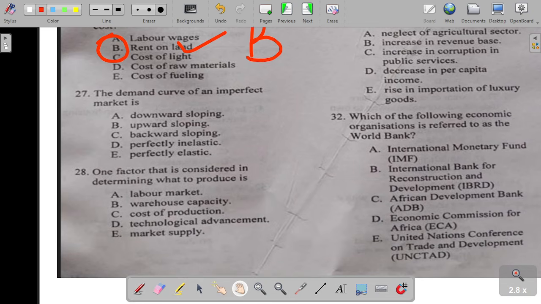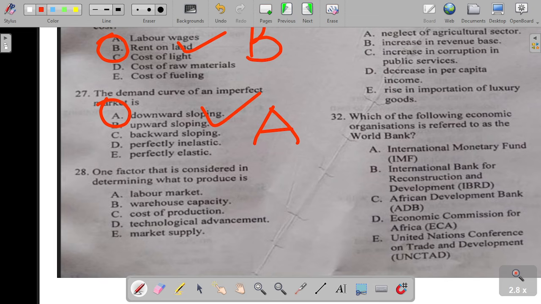Number 27. The demand curve of an imperfect market is downward sloping, upward sloping, backward? No need to read further. The answer is A. It is downward sloping.